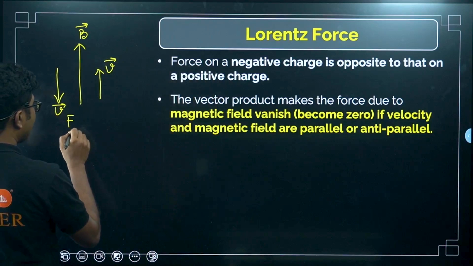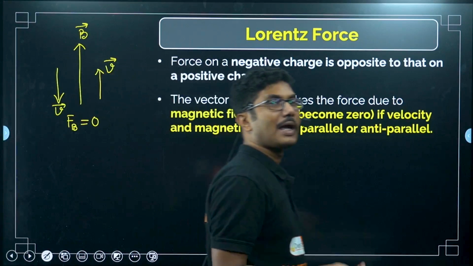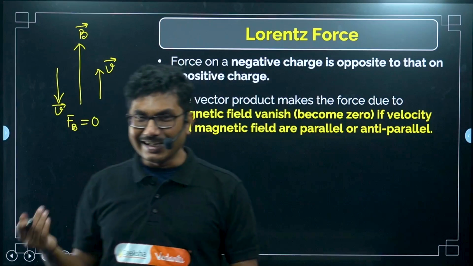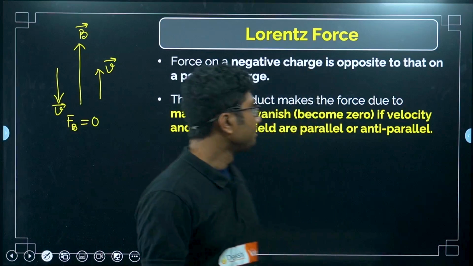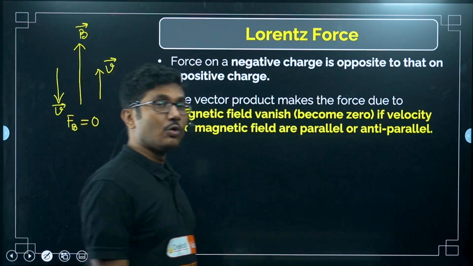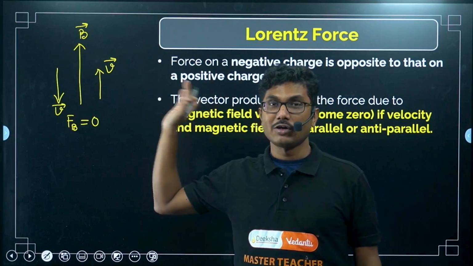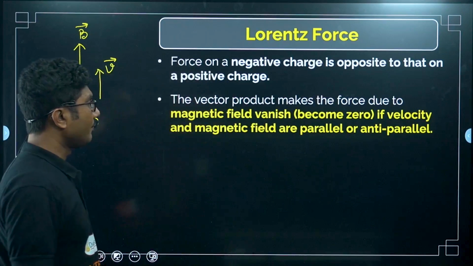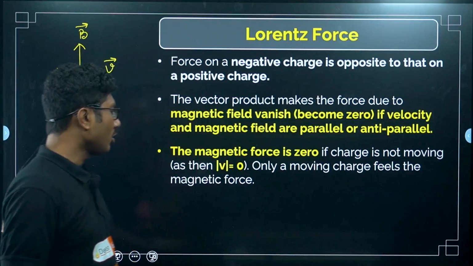Generally, for only magnetic force, we write it like FB, because magnetic field is denoted by symbol B. Electric field is denoted by the symbol E. In this case, obviously, there is no magnetic force. So, if you want to avoid magnetic force acting on you, then you have to move parallel to the direction of magnetic field.